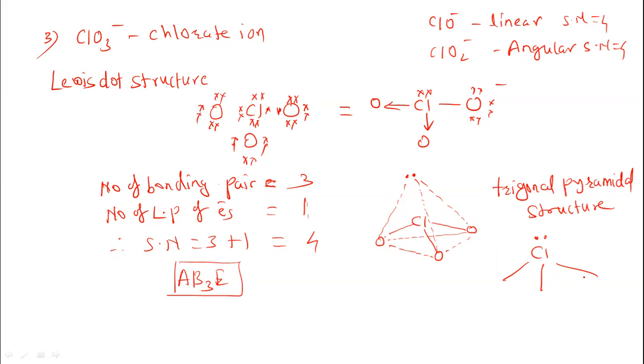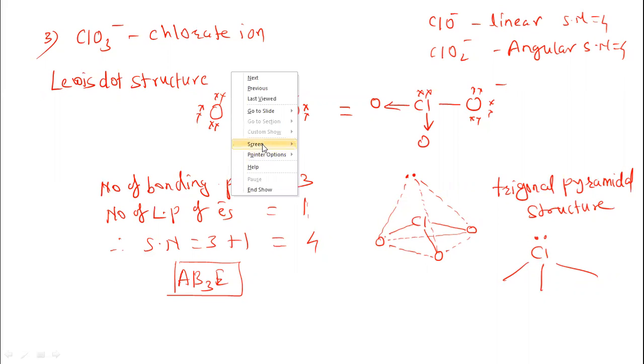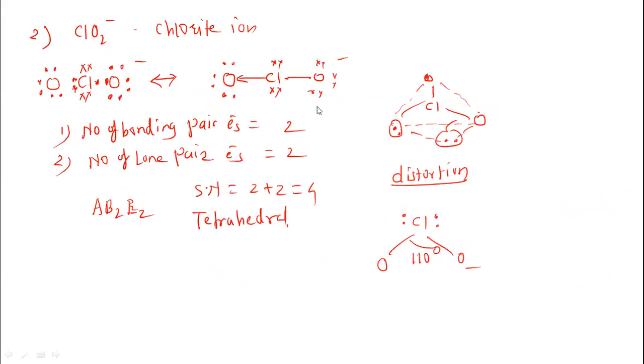Thus, in this way, we explain the structure of chlorate ion ClO3 minus, which has steric number 4, but the molecule is AB3E type, where there is only one lone pair of electrons and three bonding pairs. Now, the last oxoanion of chlorine, that is perchlorate ion. So let us explain the structure of perchlorate ion here.